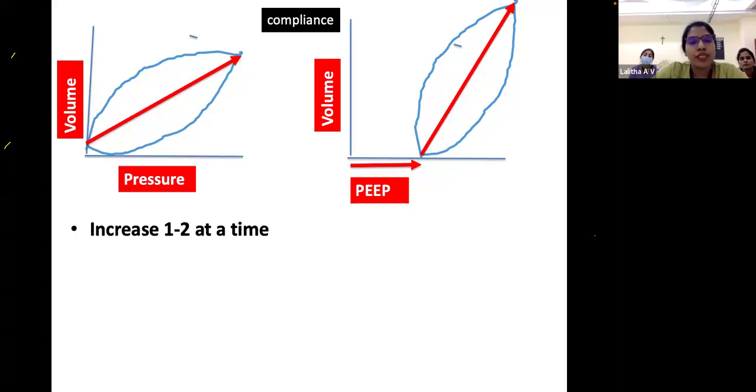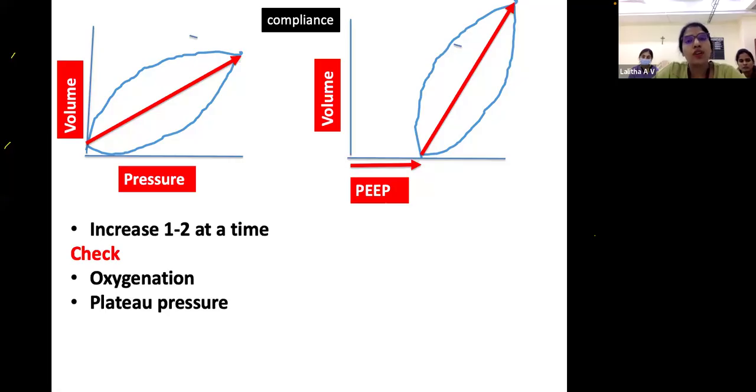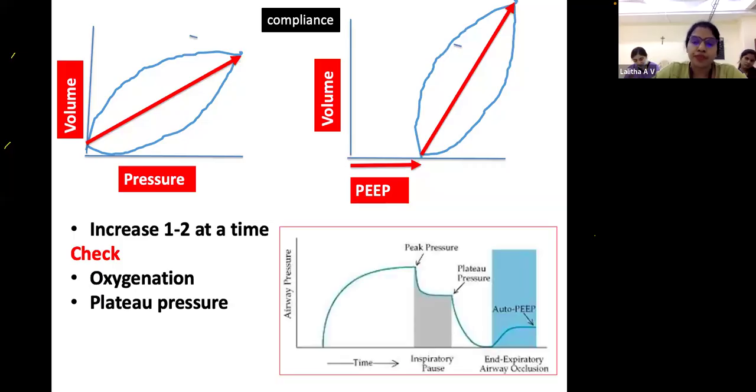So you can start off with 5, slowly increase 1 to 2 at a time. And you check the oxygenation, see whether the oxygenation is becoming better. Monitoring oxygenation may not be only PaO2 or checking the blood gas. You can look at the monitor, see whether your SpO2 is better, and keep a watch on the P plateau or plateau pressure. We'll discuss in the slides. It should not be more than 28. So avoid increasing the P plateau. Once you increase the pressure, the plateau pressure also increases. So you should be monitoring the plateau pressure.